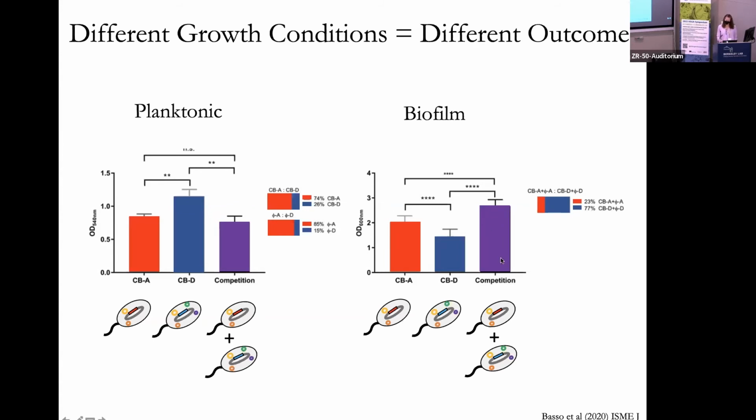If we look at this competition, again a head-to-head competition in a biofilm, we see a much more robust biofilm, and we see that it appears that the blue phenotype beats the red phenotype after 24 hours.